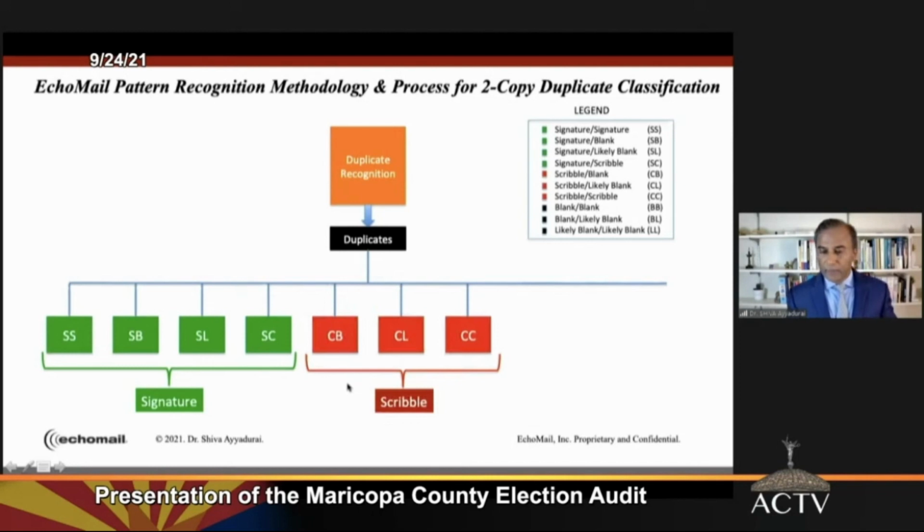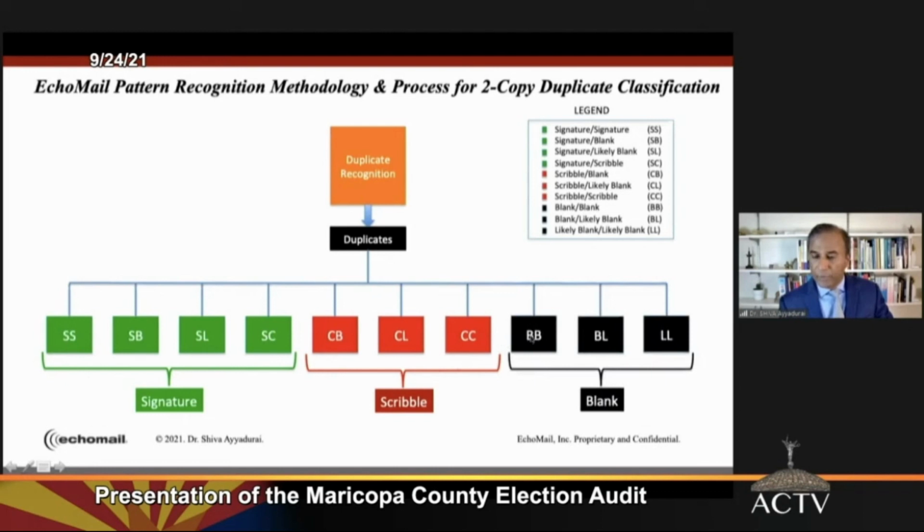Alternatively, in the scribble area, one could have a scribble and the other a blank, or one a scribble and the other a likely blank, or a scribble and a scribble. These were denoted as scribbles in the duplicate case. And then finally, you had ones that are blank and blank, blank and likely blank, and likely blank and likely blank. Those were denoted as blanks.